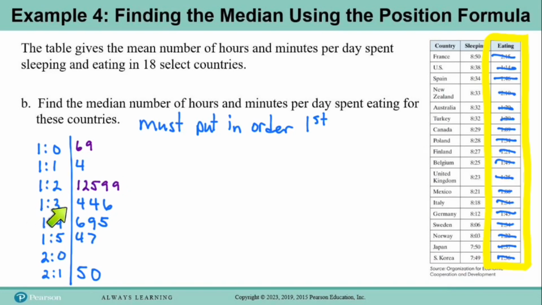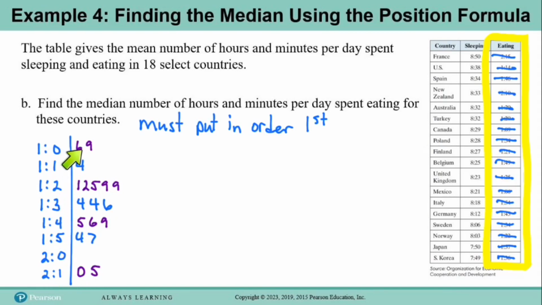Now on the 1 hour and 30-something line, the leaves are already in order. They just happen to come that way. On the 1 hour and 40-minute line, they're out of order. So I'm going to rearrange them so that they say 5, 6, 9. Then on the 1 hour and 50-minute line, those are in order. The 2 hour and 10-minute line, these are out of order. So it needs to be the 0 first and then the 5.